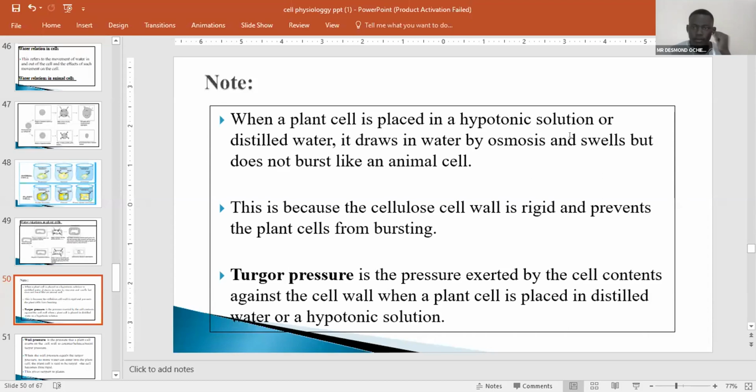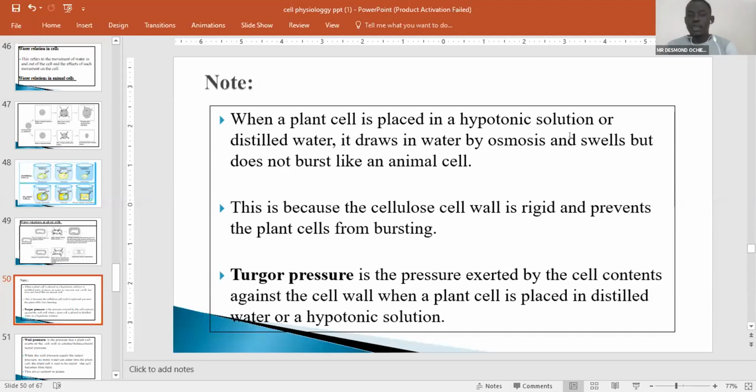Okay. Now, turgor pressure. Turgor pressure is the pressure exerted by the cell contents against the cell wall when a plant cell is placed in distilled water or in a hypotonic solution. I'll repeat that again. Turgor pressure is the pressure exerted by the cell contents against the cell wall. That pressure, that force developed by the cell contents as they push towards the cell wall, is called the turgor pressure. And this is only seen when a plant cell is placed in distilled water or a hypotonic solution.